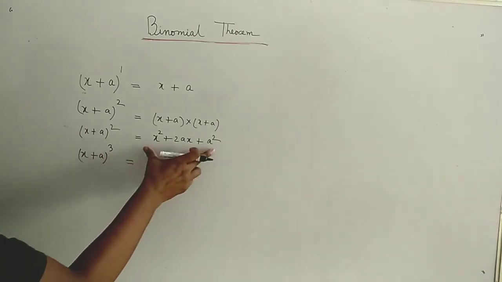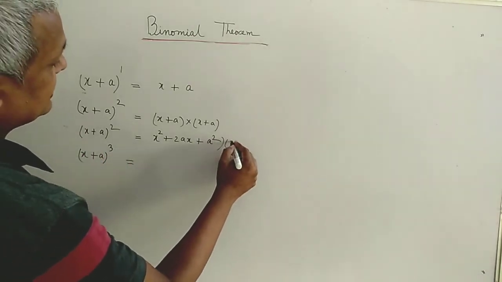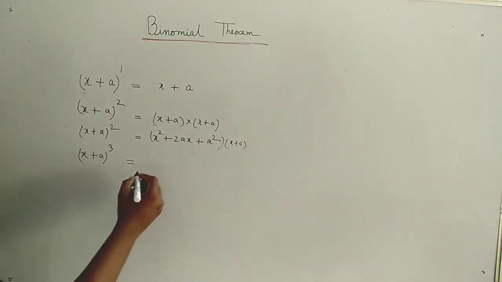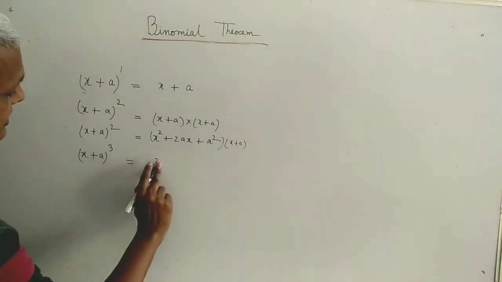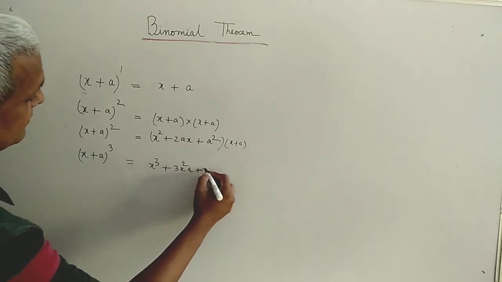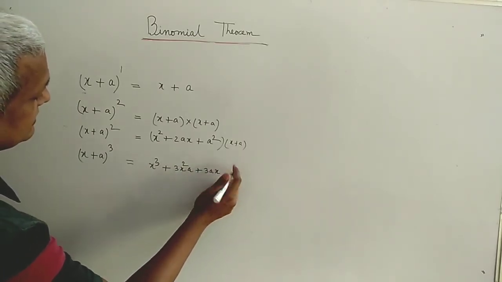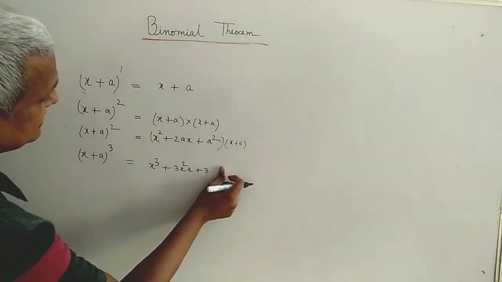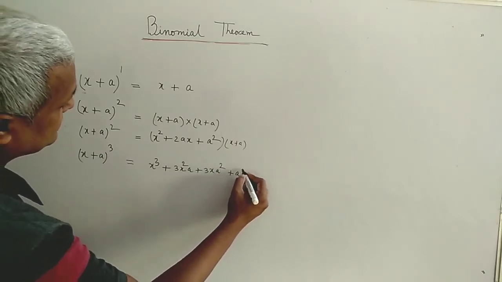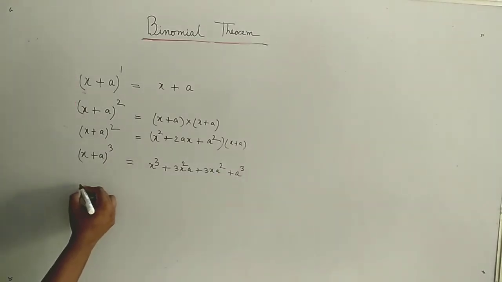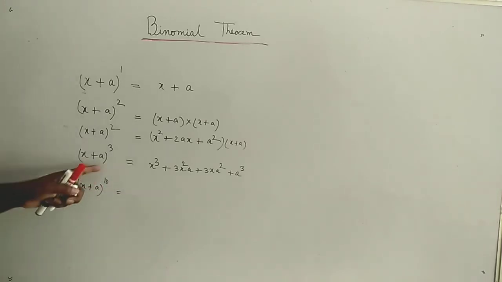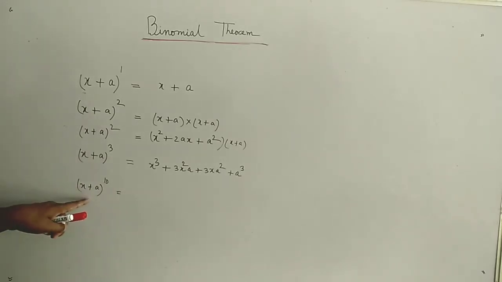So I have to multiply this whole thing by x plus a, and then I'll get, but you know that we remember this as a formula and write it as x cube plus 3x square a plus 3x a square plus a cube. Now what if I write x plus a whole to the power 10? Then should I keep on multiplying this whole thing 10 times? It will become very tedious.